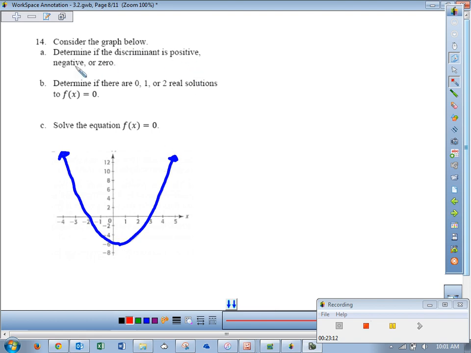So, consider the graph below, which you have. Is the discriminant positive, negative, or 0? It's all about how many places he crosses the x-axis. Doesn't he cross 2 places? So what kind of discriminant do we have? Positive. My bad, that goes up here. So he was positive. How many real solutions will there be then? Well, you could see them. How many real solutions are there? There are 2 real solutions.